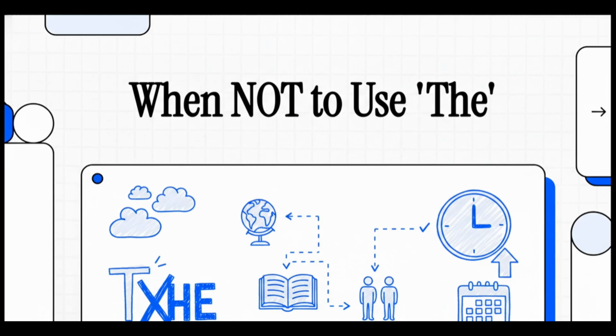Let's talk about one of the smallest but trickiest words in the English language: "the." I mean, it's everywhere, right? But using it incorrectly is one of the quickest ways to sound, well, not quite like a native speaker. So today, we're going to figure out exactly when you should just leave "the" out of your sentences.